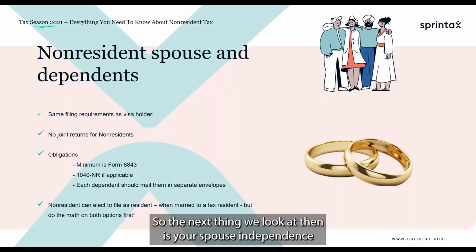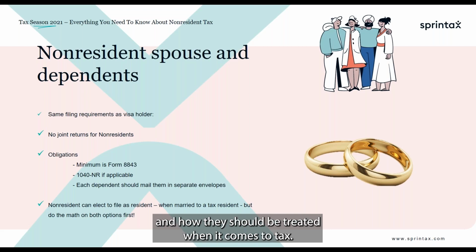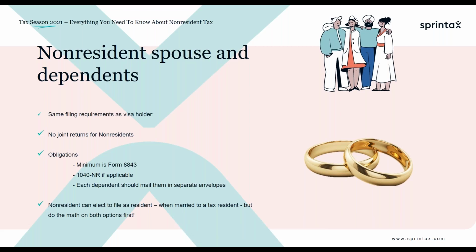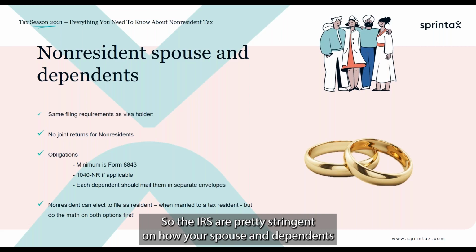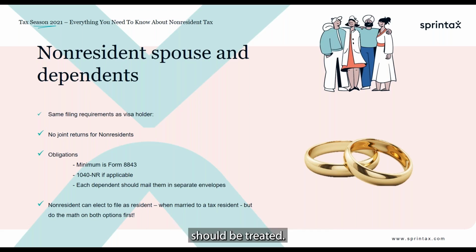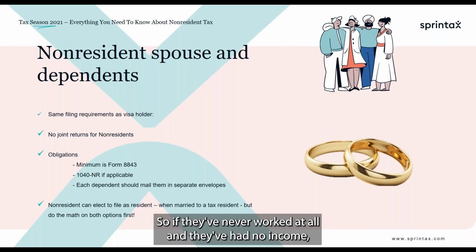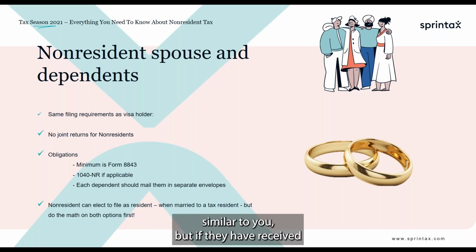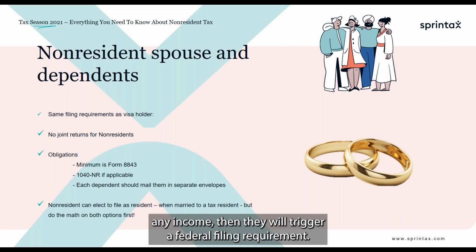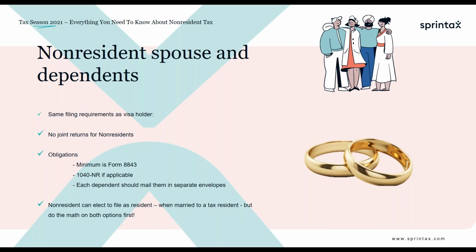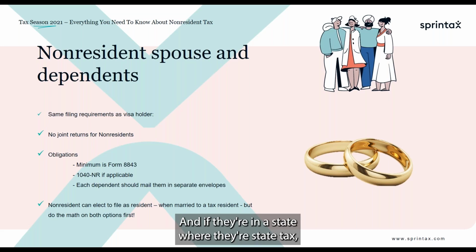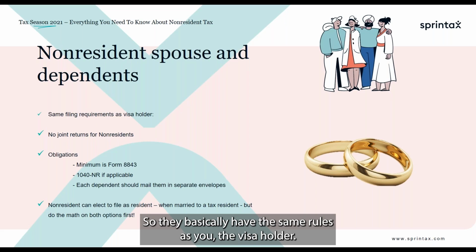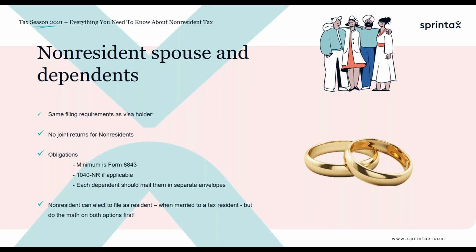So the next thing we look at then is your spouse and dependents and how they should be treated when it comes to tax. So the IRS are pretty stringent on how your spouse and dependents should be treated. So if they've never worked at all and they've had no income, then they still need to complete that Form 8843, similar to you. But if they have received any income, then they will trigger a federal filing requirement. And if they're in a state where there's state tax, they may also trigger a state filing requirement. So they basically have the same rules as you, the visa holder.